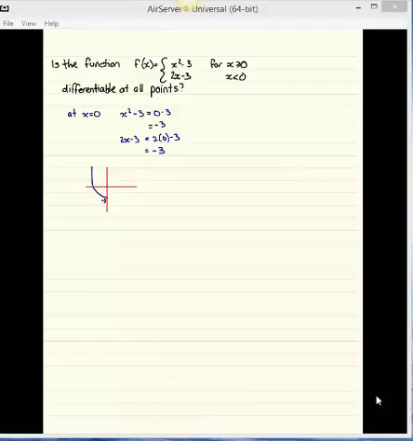And then it changes to a straight line, 2x minus 3. So that means it heads up that way because it's got a gradient of 2. Now, is that a smooth curve? Well, at the point x equals 0, it's not. So this is not differentiable.